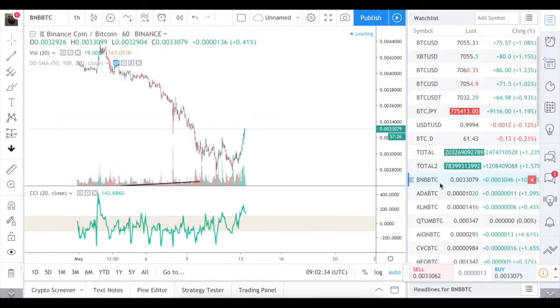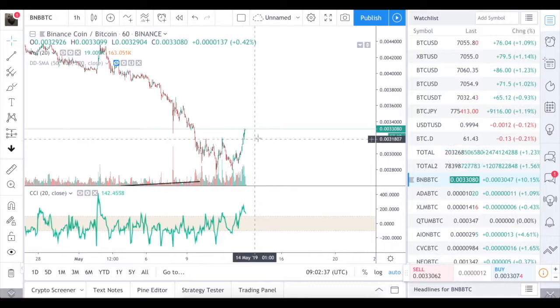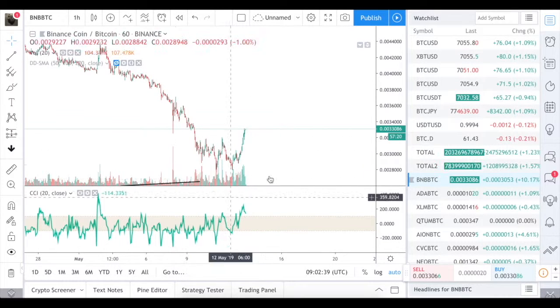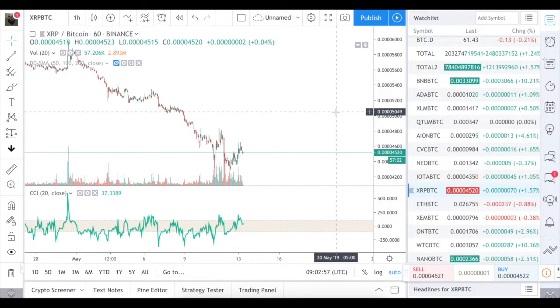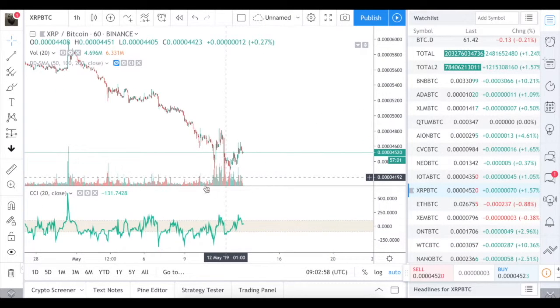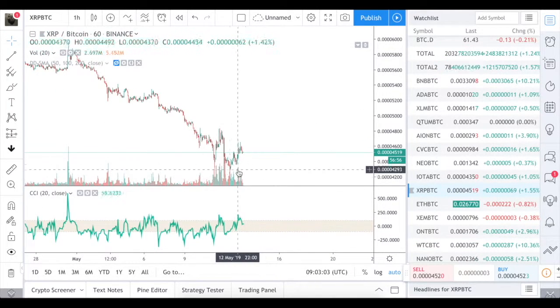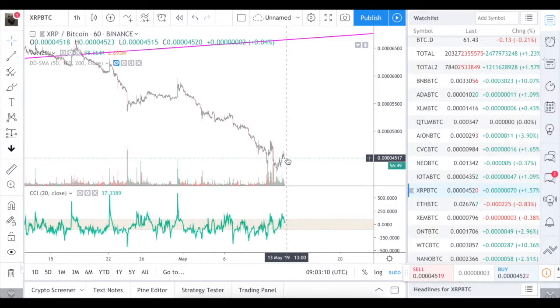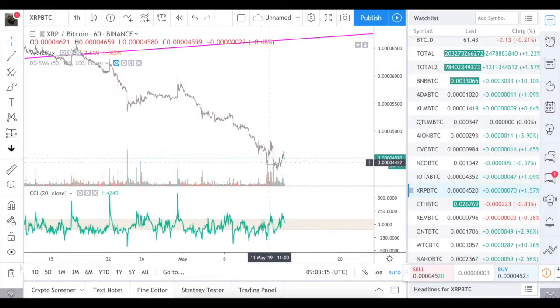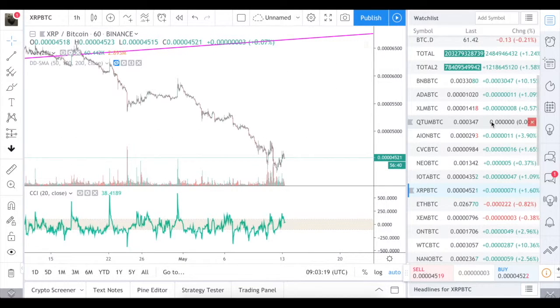For example, Binance Coin showed a pretty good rally recently with a nice volume over here. I may also mention Walton Chain and even XRP. You can see the volume in this area is really high compared to the previous history. So you may think that somewhere around here we can see the reversal. Of course, not financial advice to buy, guys, but it looks promising to me.